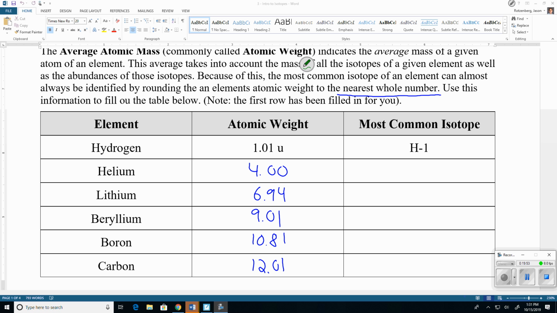So to fill in that first blank column, all I did was look at my periodic table. Then from there, the most common isotope is whatever the closest whole number is, which for helium would be helium-4. Bova, what would it be for lithium? I said I'll have 7. Yeah. Round that up to 7.